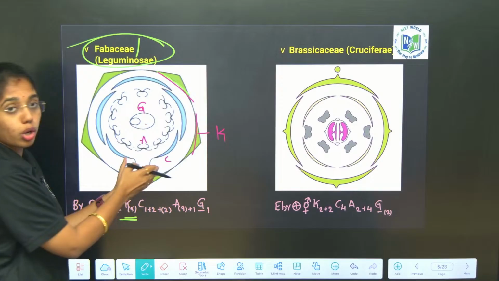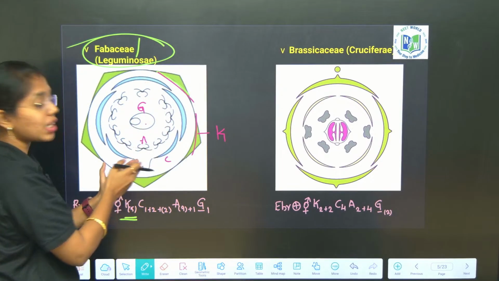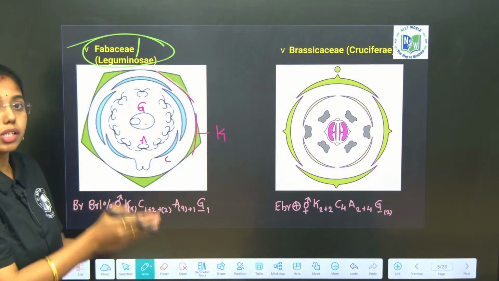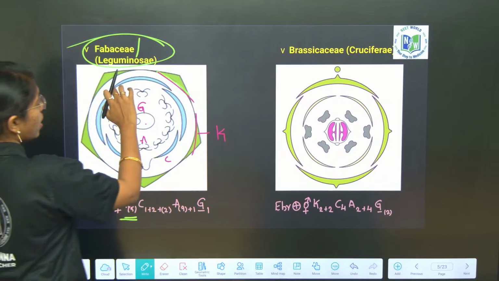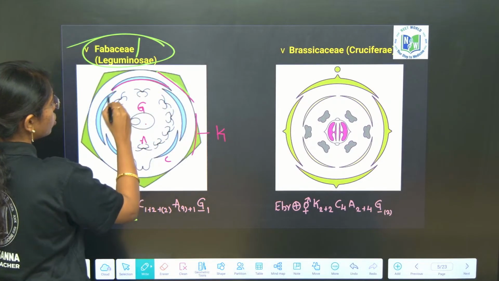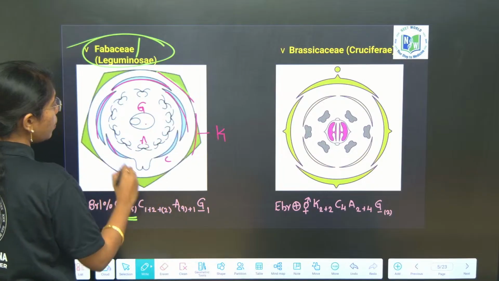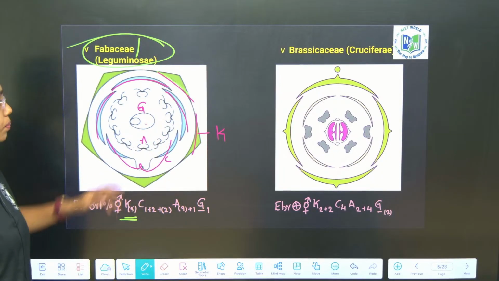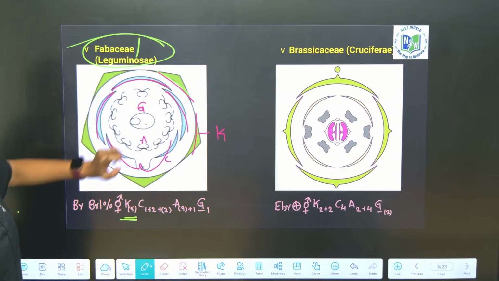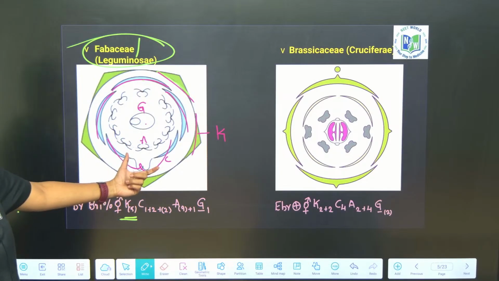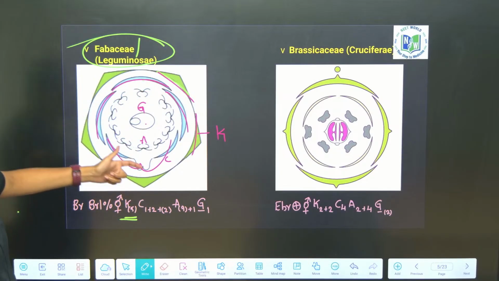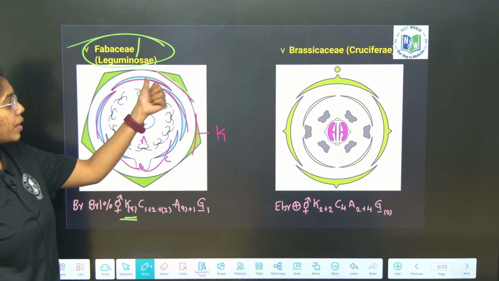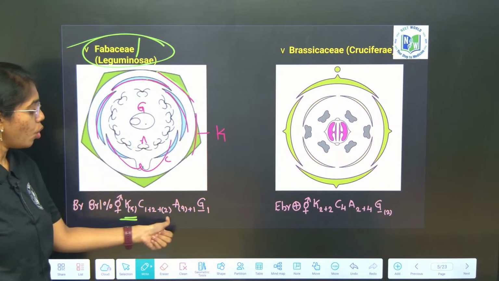Next to that is the corolla. Looking at this diagram itself, we can say this is following what aestivation? Vexillary aestivation, wherein there is one standard petal, two wing petals and two keel petals which are fused, right? One standard, two wing petals and two keel petals which are fused, following vexillary aestivation, where we can write it as 1 plus 2 plus 2 fused.